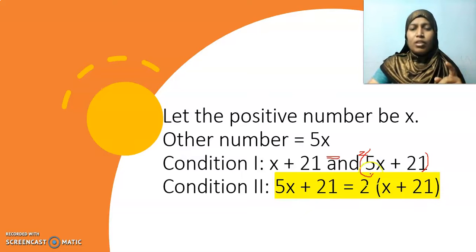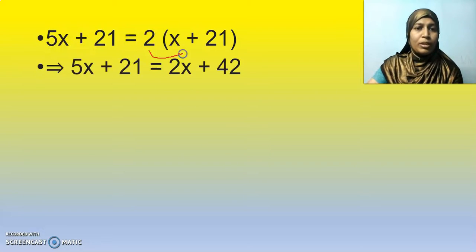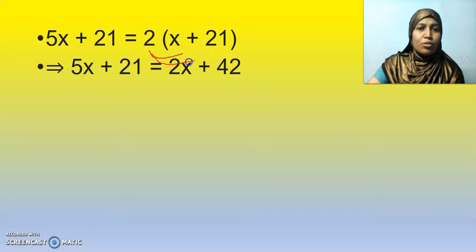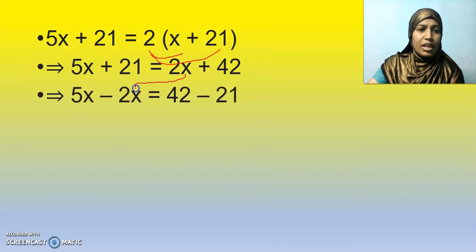Be careful. It's not just playing with x and numbers. You should think logically. Now, after framing that equation, I am multiplying 2 inside. So 2x, 2 into 21 is 42. All other things I have written as it is, which implies 5x, bring this 2x to this side and this 21 to this side. So I got plus 21 as minus 21 and plus 2x as minus 2x.